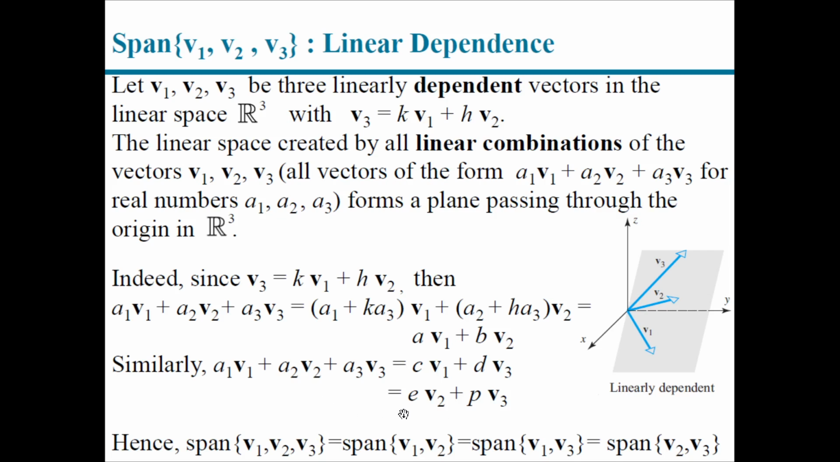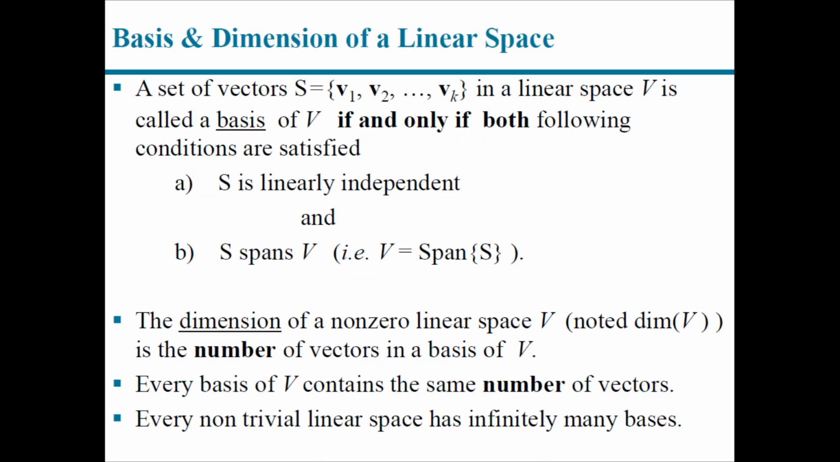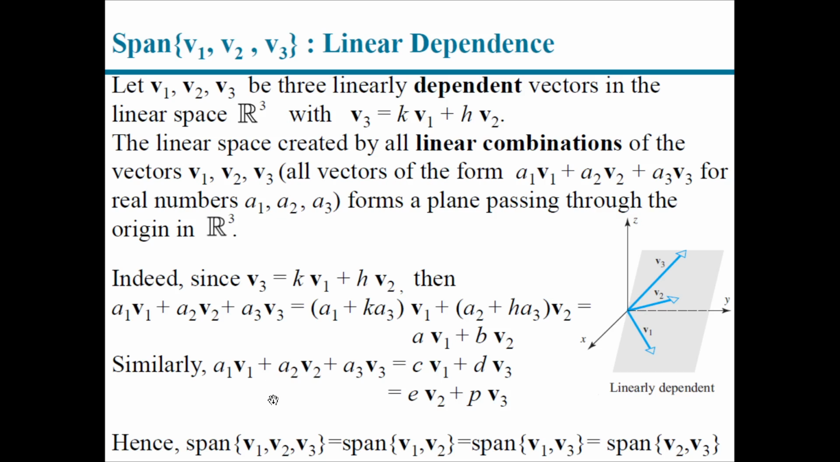So in this case, basis would be V1 and V2, or V1 and V3, or V2 and V3. So what we see here is that actually a linear space can have several bases. It's not just one, it's many, many. So what is important is that the set is linearly independent and creates the entire space. So in this case, that's what happened.